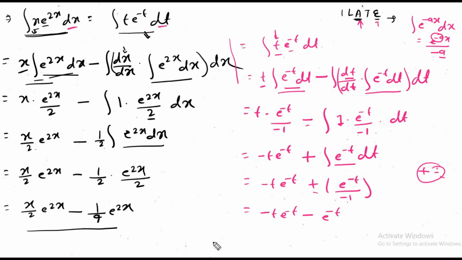Here is the calculation. This solution is the left side and this solution is the right side, so combining these solutions we can write x by 2 into e to the power 2x minus 1 by 4 e to the power 2x is equal to minus t e to the power minus t minus e to the power minus t, and we can add one constant c, because this is a general solution.